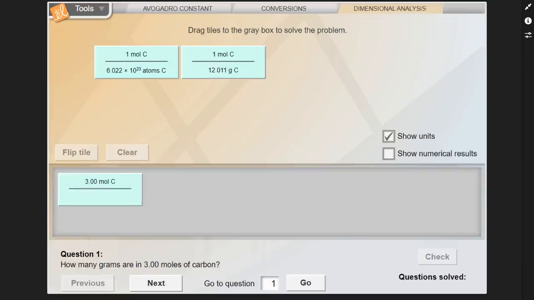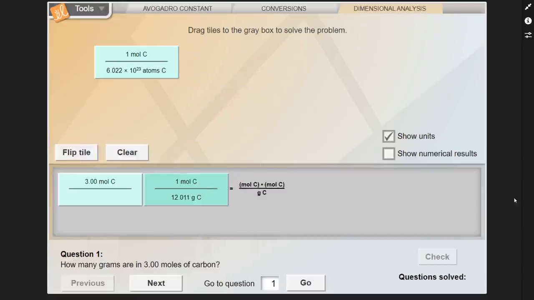So let me look at my question again. I want grams and I have moles. So I don't need that first one. I need the second one, moles and grams. So I'm going to click on this tile and bring it down to the problem. Oh no, doesn't make much sense. The way I've set this up, since I have my show units on, that's going to give me moles squared divided by grams. This isn't set up right.